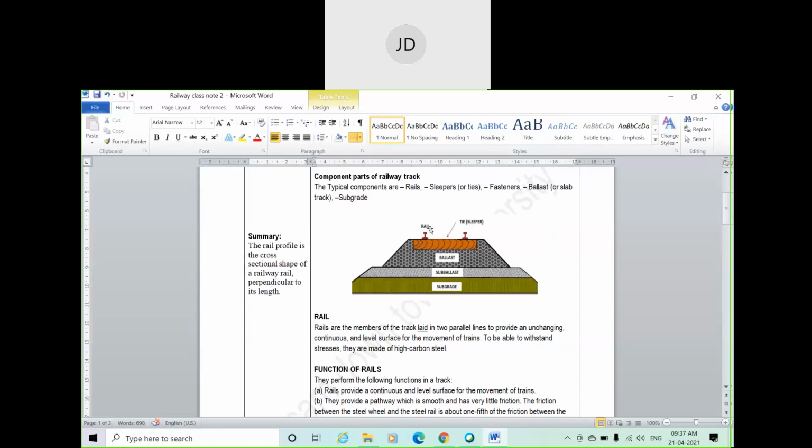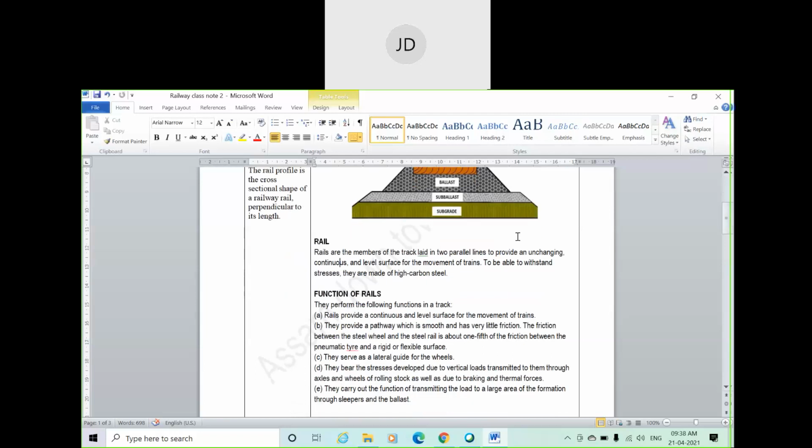And they are made of high carbon steel since they are in direct contact with the train, and the first load comes to the rail only. So they must be made of high carbon steel, and they must have high strength. Now, in general, what is the function of the rail, why are rails provided? Rails provide a continuous and level surface for the movement of train. They provide a pathway which is smooth and has very little friction.